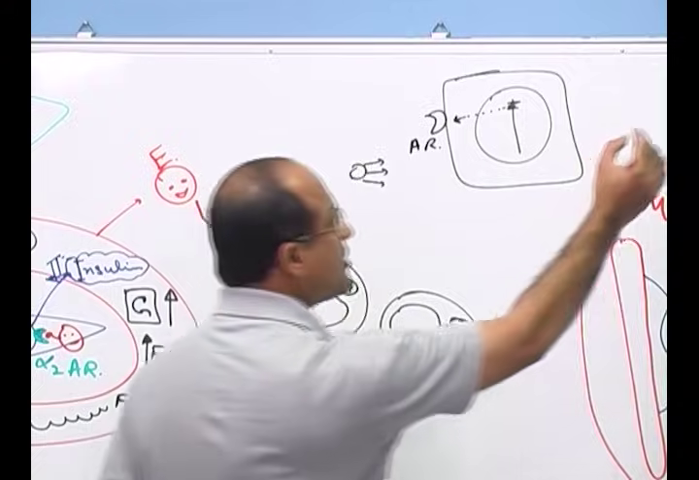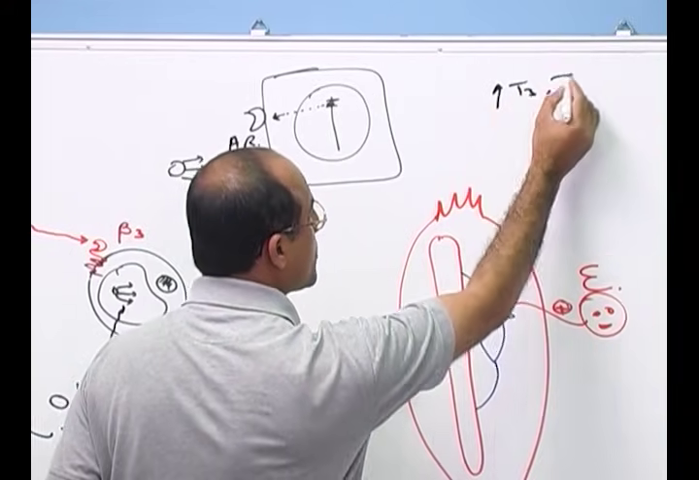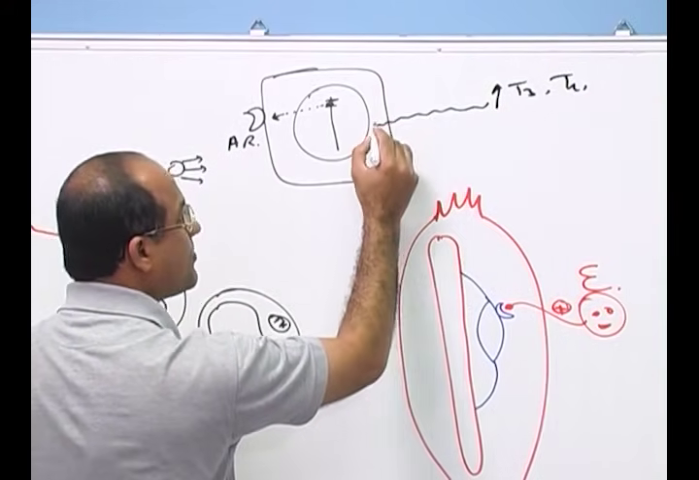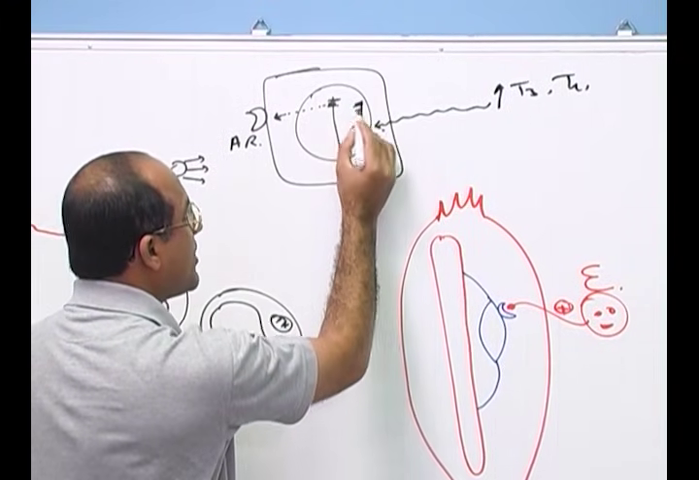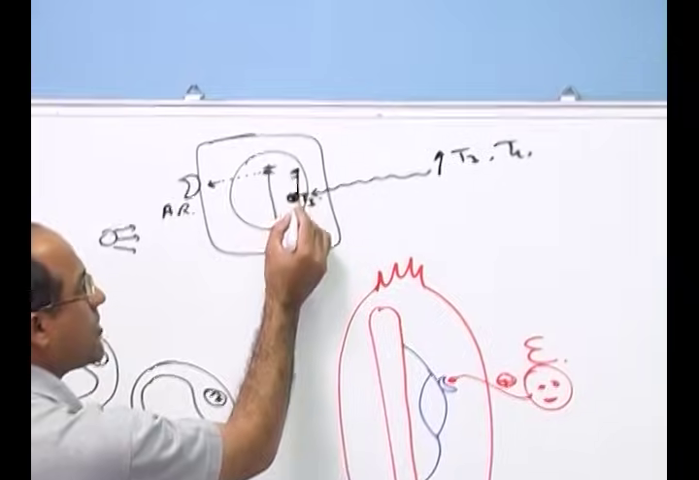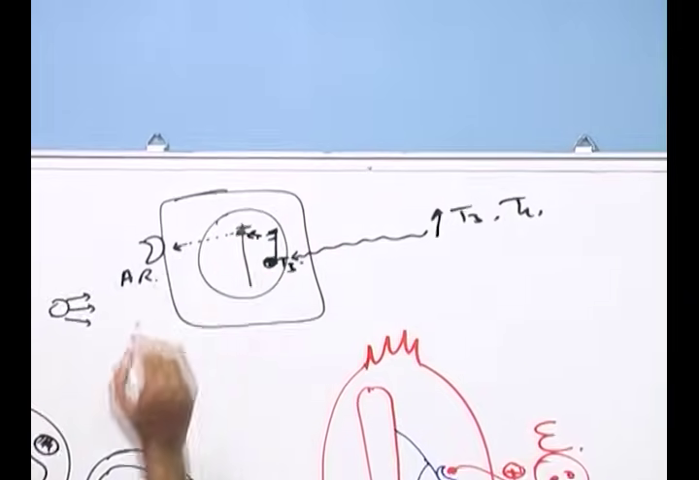You know, when the T3, T4 level goes up, T3 goes into the cell directly, and when T3 stimulates its receptor, the receptor of T3 will stimulate the genes.